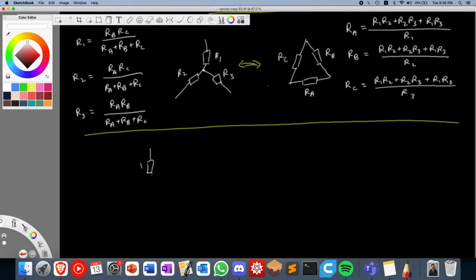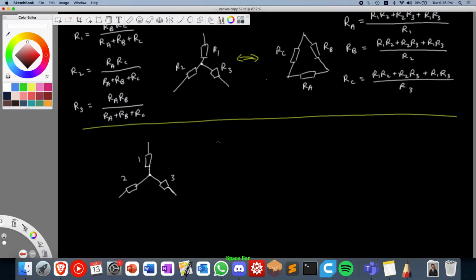So we have resistors 1, 2, 3 like that. I'll not write R from now on, just to avoid the trouble. And then we assign them values of B, C, and A.